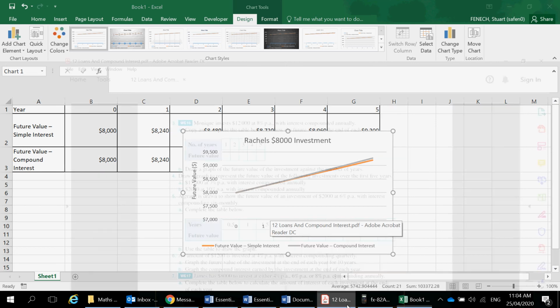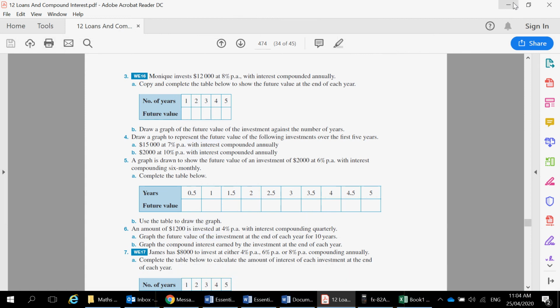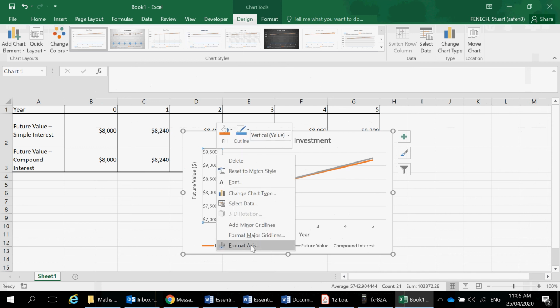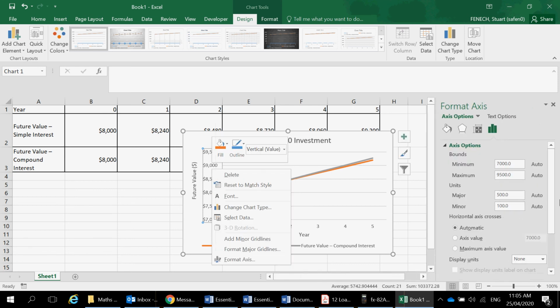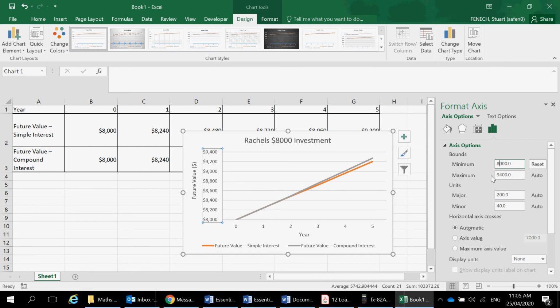Now I'm just going to quickly check, does that somewhat answer the sort of stuff we're meant to be able to do? We're meant to be able to make tables, we're meant to be able to draw graphs. If I wanted to look at that closer up, I could change this axis. I could format the axis. See how I right click there and said format axis. I could look at it a bit closer up if I set that to be 8,000, which is what it started on. You can see the effect of the compound interest rising a bit faster doing it this way. But there you go. That's the sort of thing.